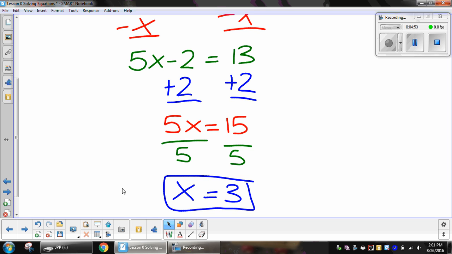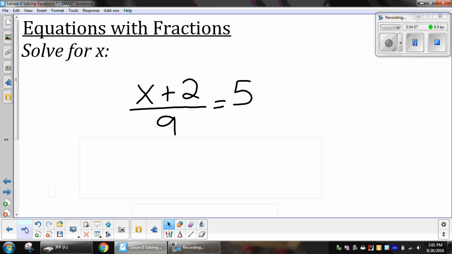So one more type of equations that we need to be good with this year is an equation where we have an x and some numbers on top of a fraction and then a denominator of a fraction that we need to get rid of.